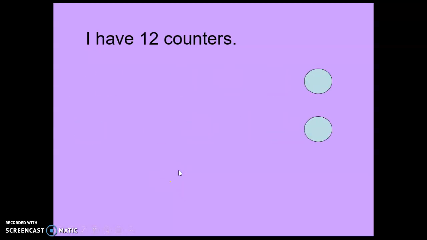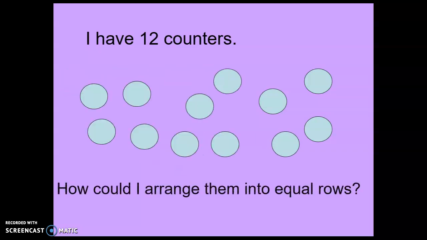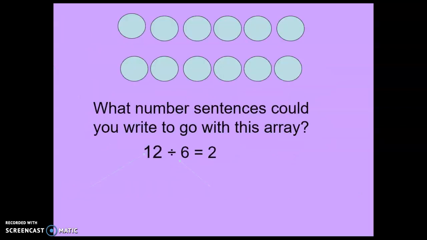Okay, so looking at the questions for today, what we're dividing, we have 12 counters. How can we arrange them into equal rows? So let's put them into equal rows. What number sentences can you write to go with this array?